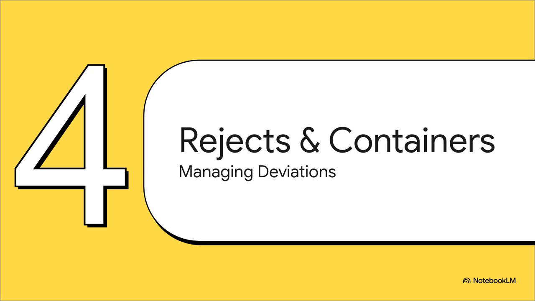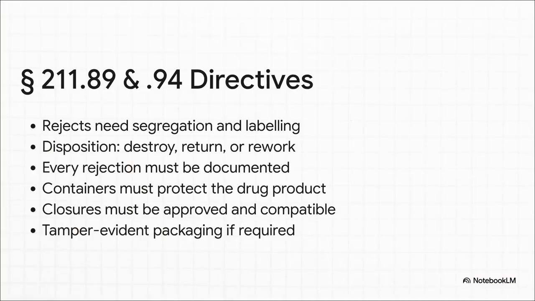Section 4. Rejections, containers, and closures. Managing deviations and physical protections. So, we also need to address the protocols for when materials fail testing, which are governed by Sections 211.89 and 211.94. A rejected component must be aggressively segregated and labeled to prevent accidental use. Your disposition options are strictly limited. You destroy it, you return it to the supplier, or in very rare, specifically allowed instances, you rework it. And every single rejection must be meticulously documented.